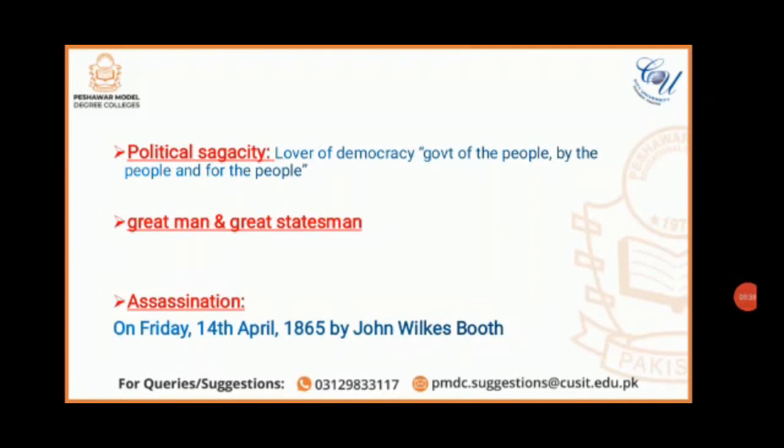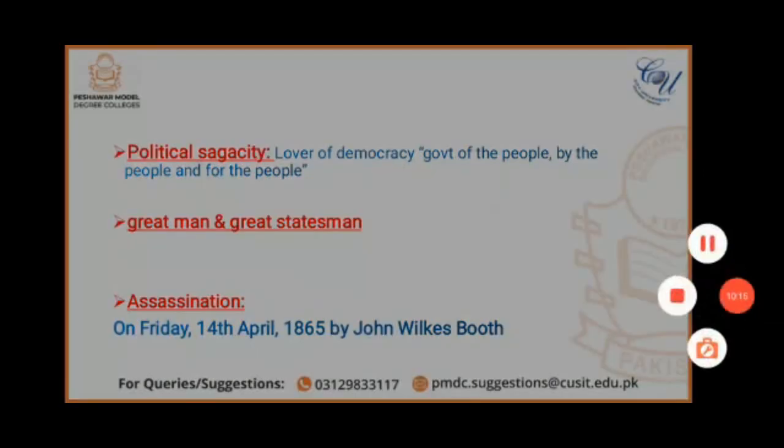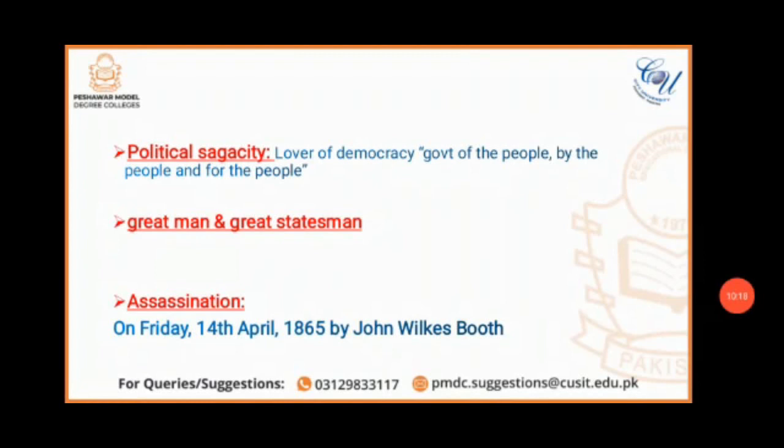Lincoln was thus a great man as well as a great statesman who not only saved his country from disintegration but also uprooted the seeds of slavery from the American soil. Stanton was prophetic in his estimate that he was the property of posterity for the causes he boldly fought and for the principle he so well established. Lincoln was assassinated on Friday, 14th April 1865 by John Wilkes Booth, and he will always be remembered in the history of America.